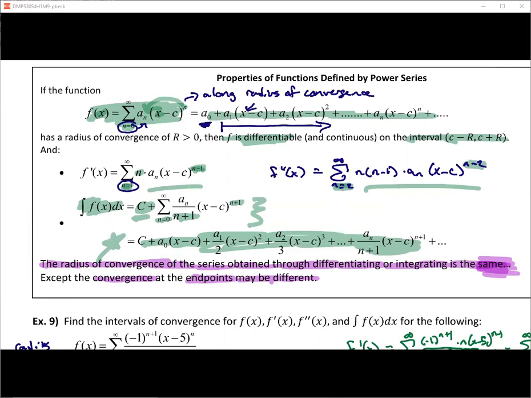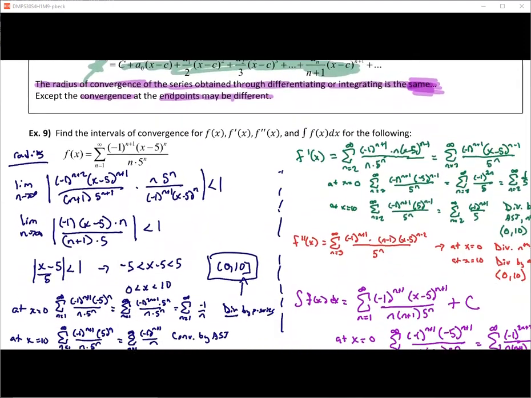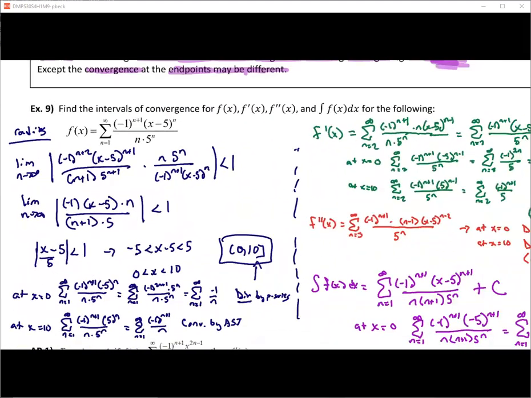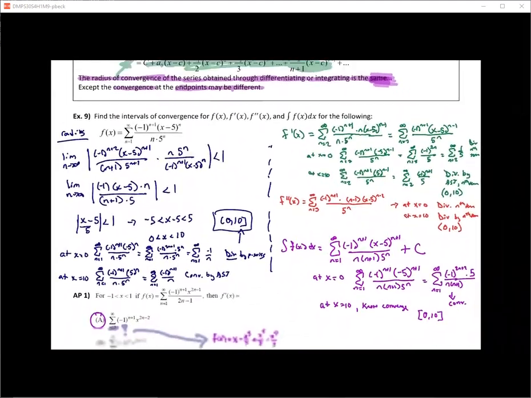So think about it this way. If the functions are identical, or we are treating them as identical, and you can differentiate the function to begin with along that whole radius, you should be able to differentiate the series along that same interval. So example number 9, you see there's a lot of work involved in example number 9.